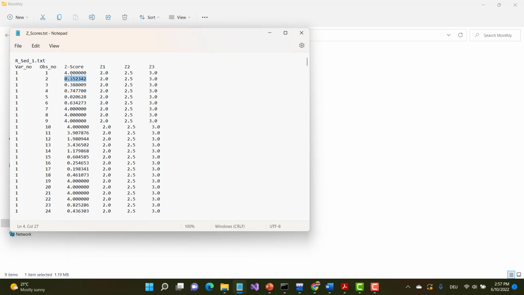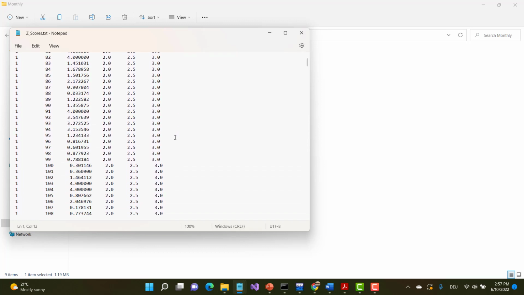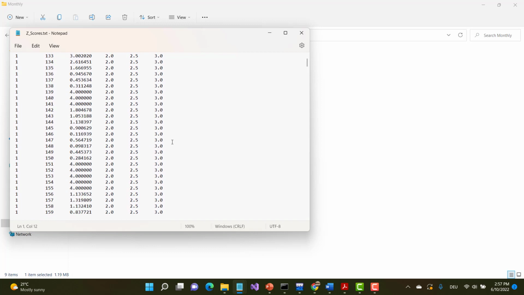So the first month is significant, the second month is not significant, the third month, the fourth month, the fifth month, the sixth month is not significant, and then the 7, 8, 9, the summer months, are highly significant. So you can see when and where it is significant. So you get this for every subbasin or every variable.